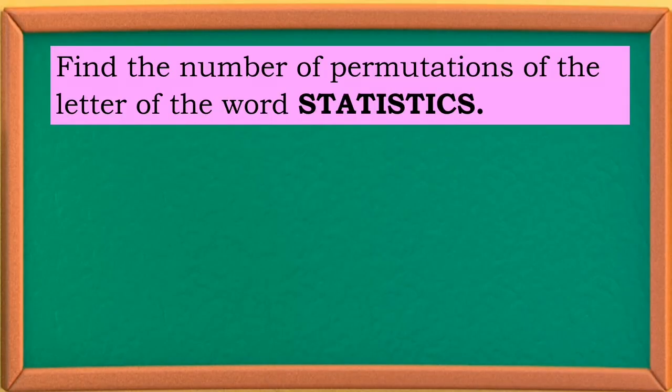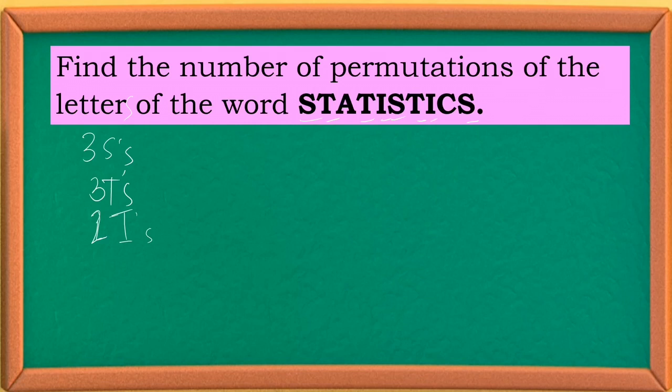Now, let us try this example. Find the number of permutations of the letters of the word statistics. This is an example of distinguishable permutation since, as you can see, from the letters of the word statistics, there are letters that are being repeated. We have 3 S's, 3 T's, and 2 I's. So S is repeated three times, T is repeated three times, and I is repeated two times.